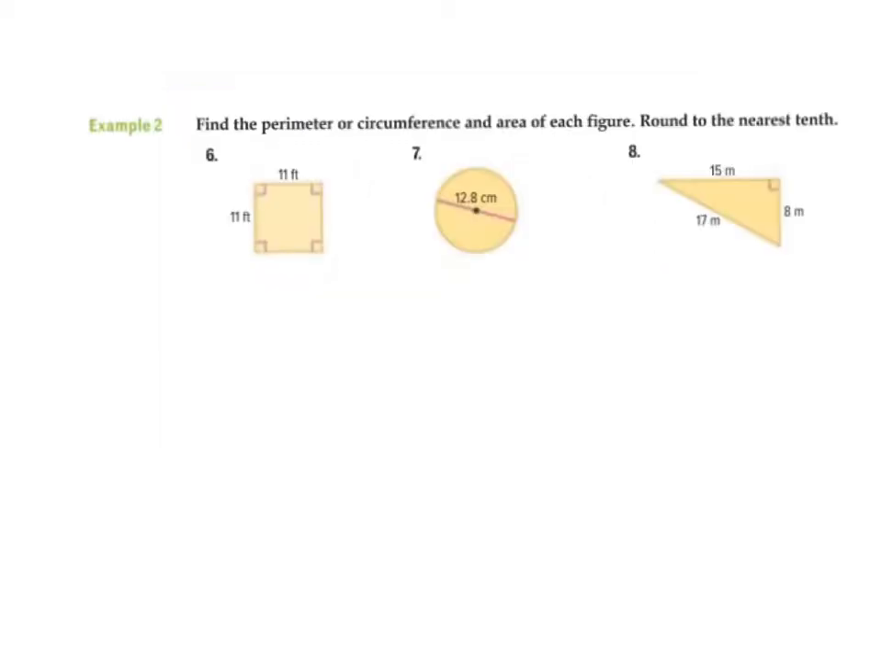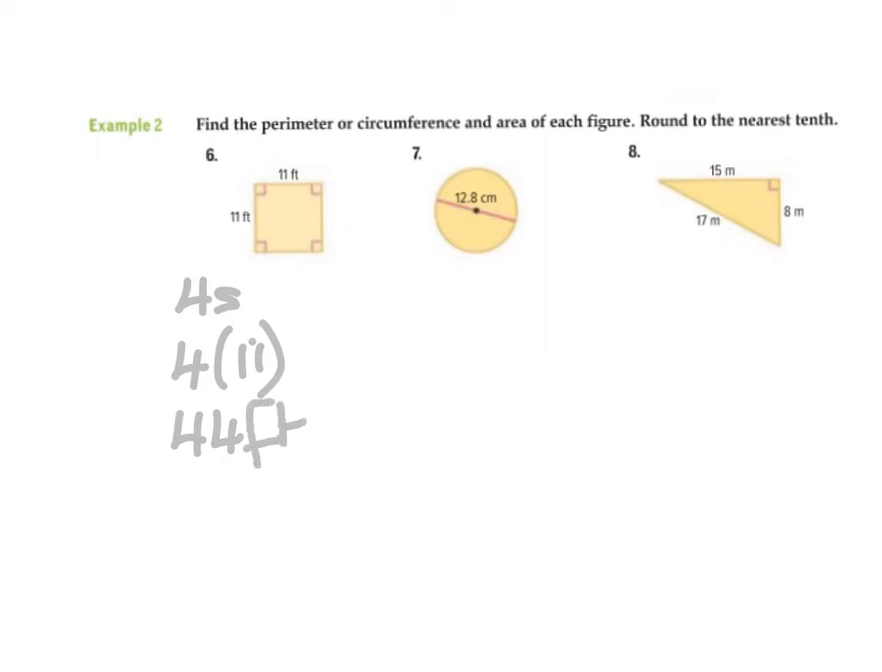So now we're in example 2, which is questions 6, 7 and 8. It's asking you for the perimeter and the circumference of each figure. So let's have a look at what we've got. Question number 6 is a square. You've got 4 sides, so don't forget it was 4 times s, so 4 times 11, which will give you 44. And don't forget that's a distance, so it's just feet.